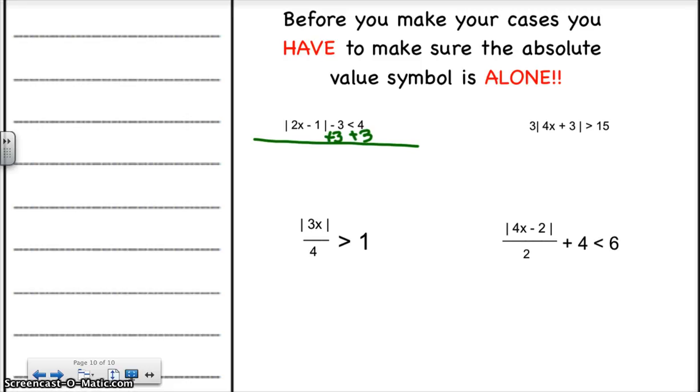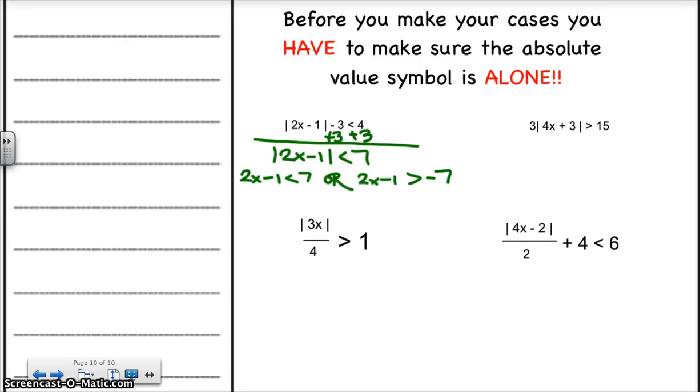So now I get the absolute value of 2x minus 1 is less than 7. Now I can create my cases. My positive case, 2x minus 1 is less than 7, or my negative case, 2x minus 1 is bigger than negative 7. And now I solve both cases.